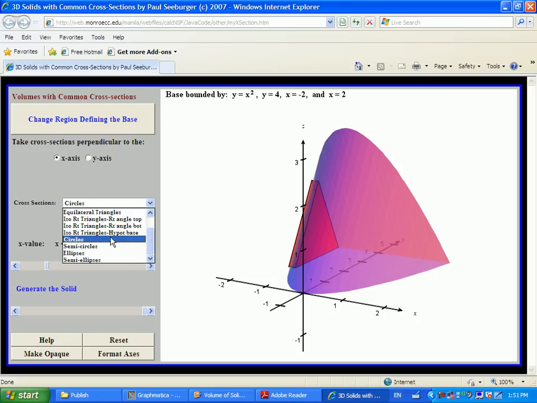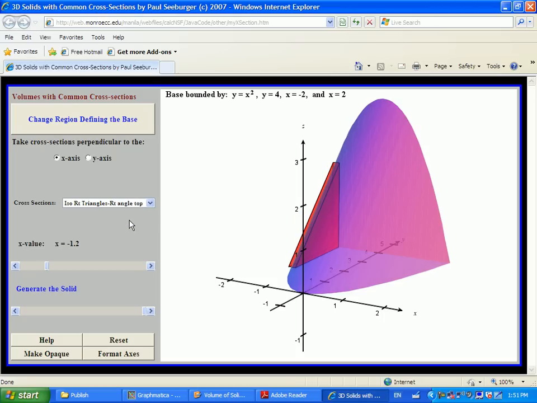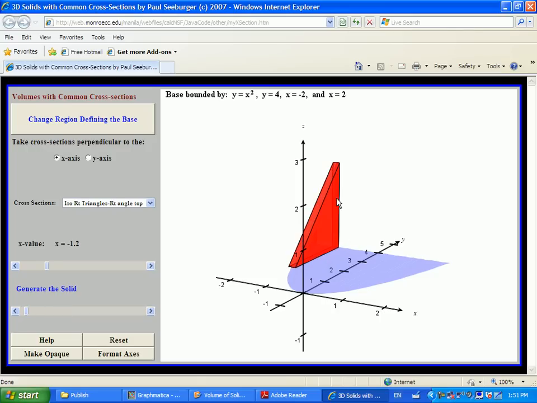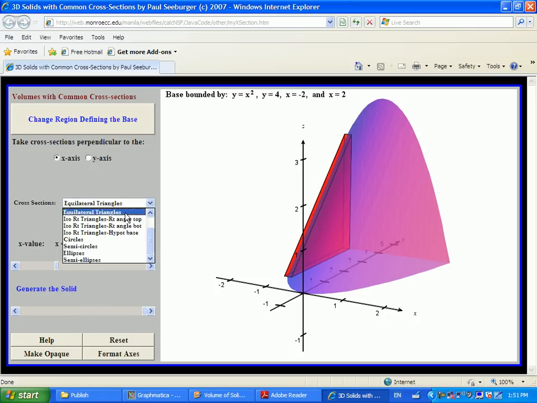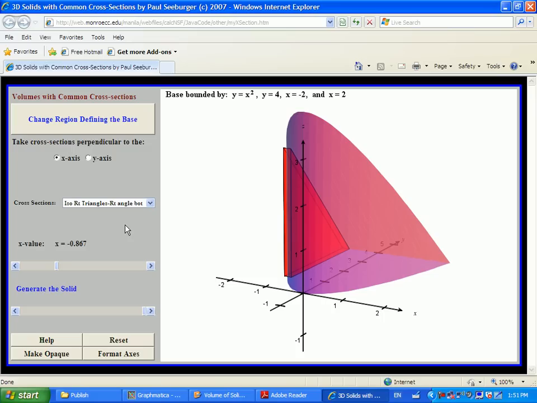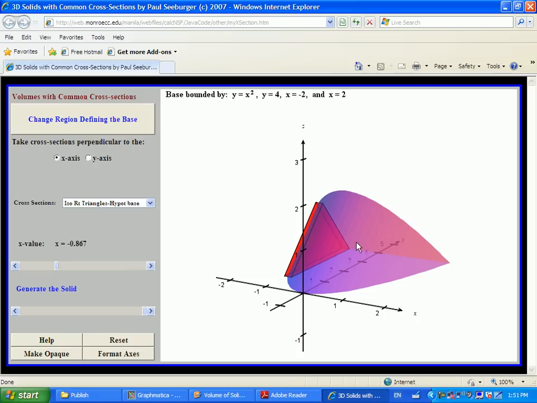So another common one, just to help you visualize it, is the isosceles right triangle, and it usually uses one like this, where the legs are on the bottom, and when you generate that, you get a nice shape out of it too. Or this one, turned the other way, with the bottom facing that way. And it could be that the hypotenuse is on the bottom, which just changes the shape slightly.